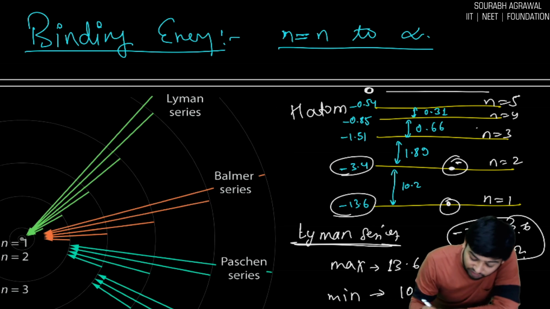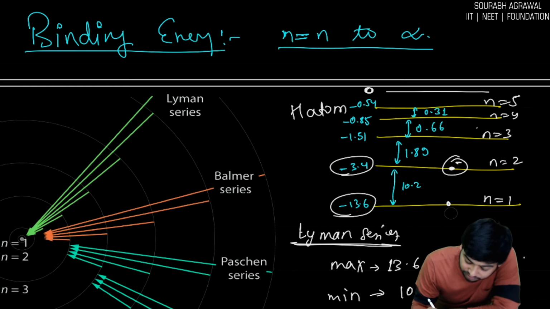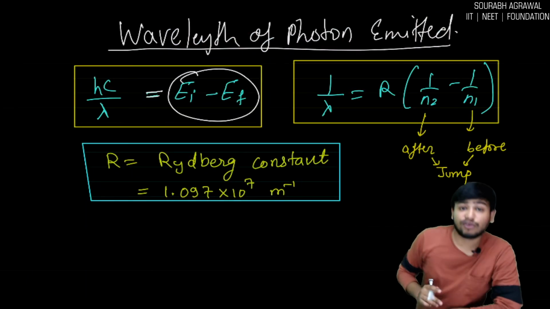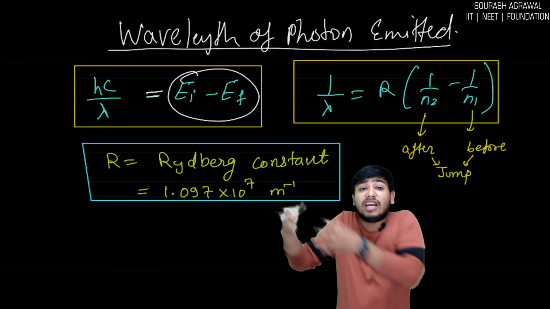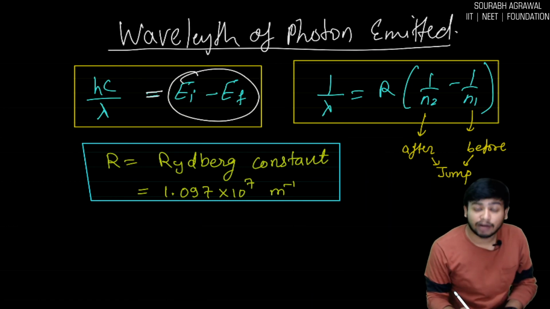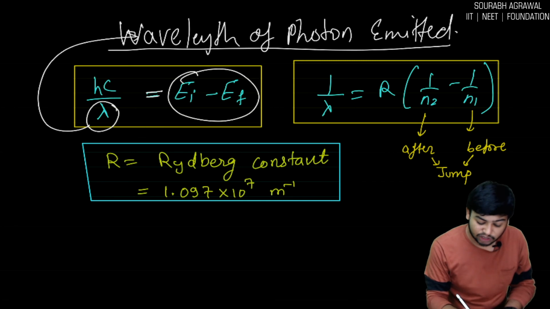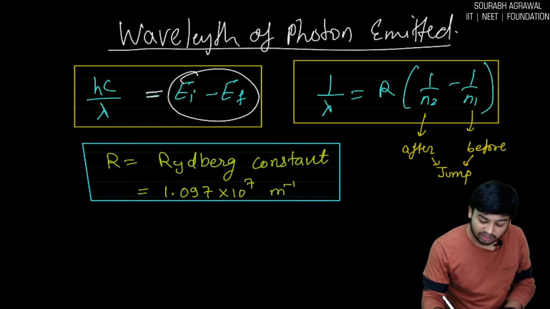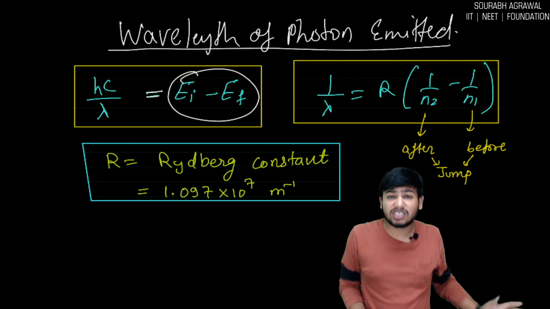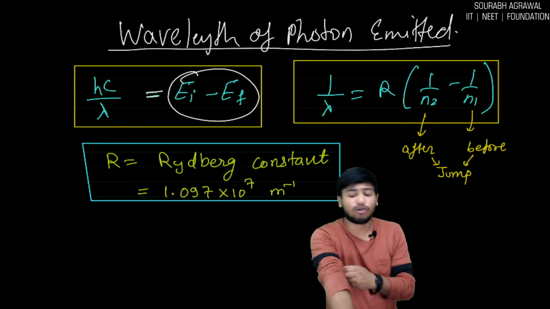So from this EI minus EF, we are calculating the energy of the radiation that is coming out, and then we compare it with hc by lambda. So we will get lambda, the wavelength corresponding to the photon emitted. Are you getting my point? Simple, energy is equal to hc by lambda, nothing more we are doing.